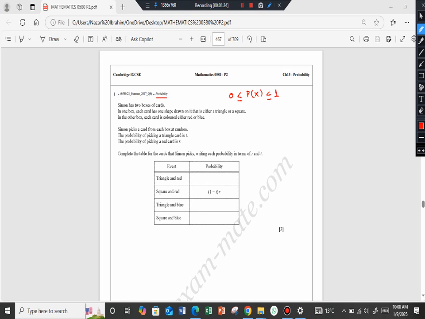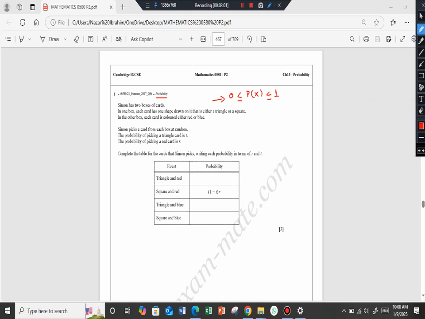There's a general rule for probability. The formula for probability is favorable outcomes, the outcomes which we are taking out, over total outcomes. We will learn how this formula is used, inshallah.